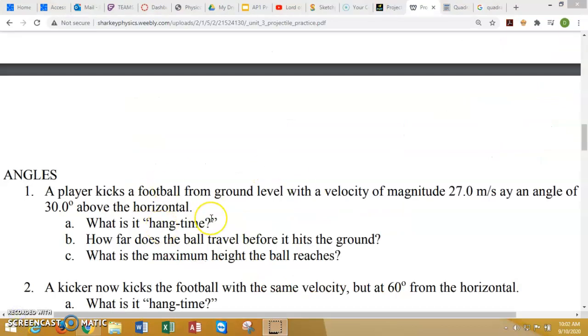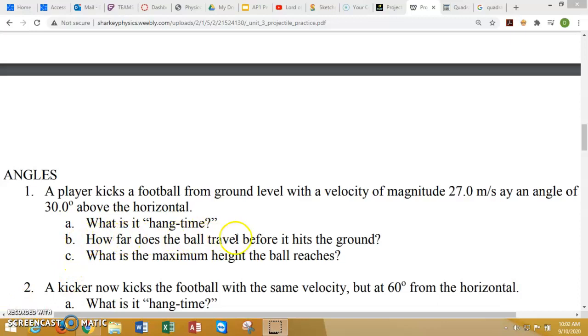And then I can put this in my chart. I'll go back and look at our problem for a second. So the hang time, the total time in the air, was 2.75. And I had to use the quadratic equation for that. That's annoying. So that's hang time. Okay. Now, how far does the ball travel before it hits the ground is the second part. Let's see if we can figure this out.